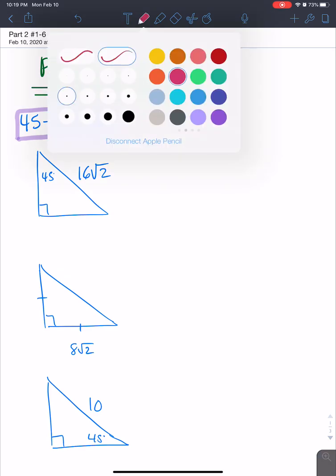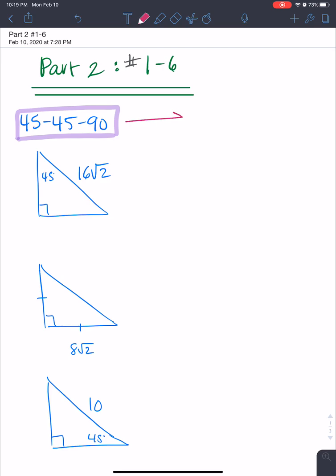Here's what you need to know, okay? If you did not have the rules memorized, you didn't do well. For a 45, 45, 90 triangle, this is going to be your equation. The hypotenuse equals the leg times the square root of 2. If you can remember that, guys, all you have to do is just plug it in. I promise, it's not bad.